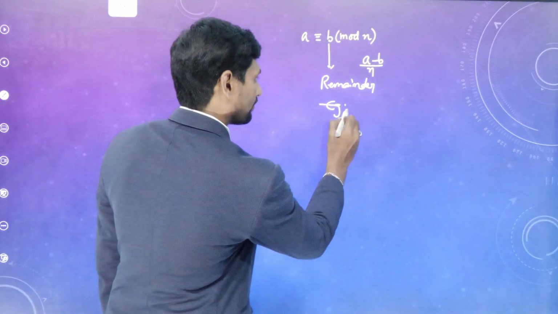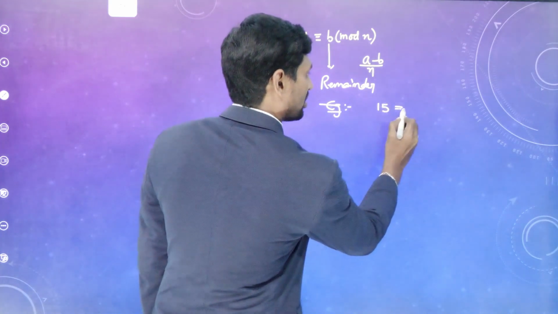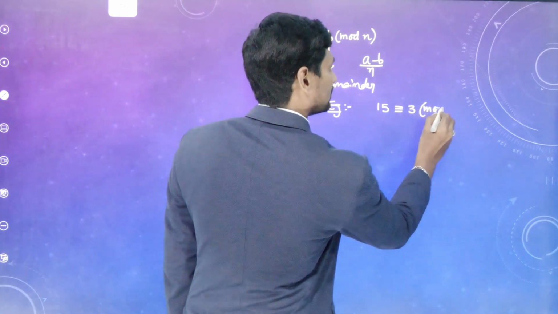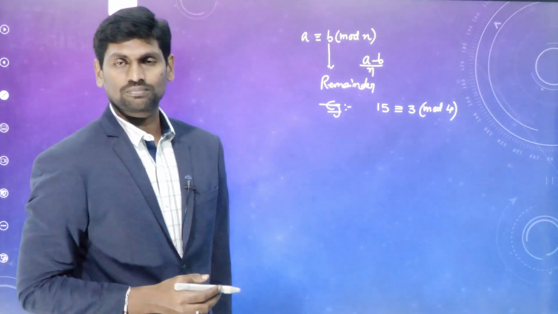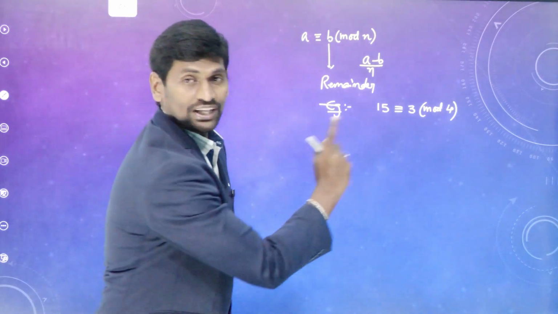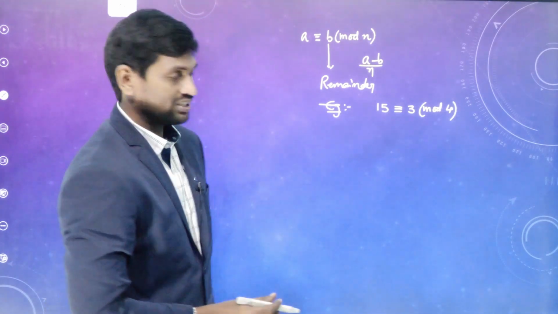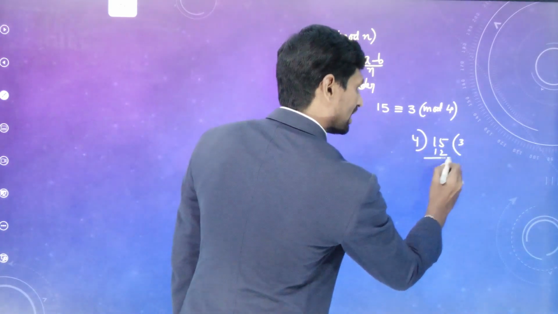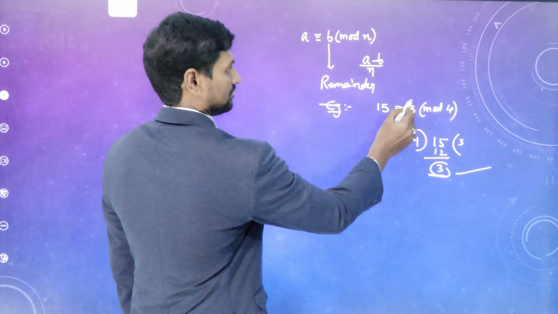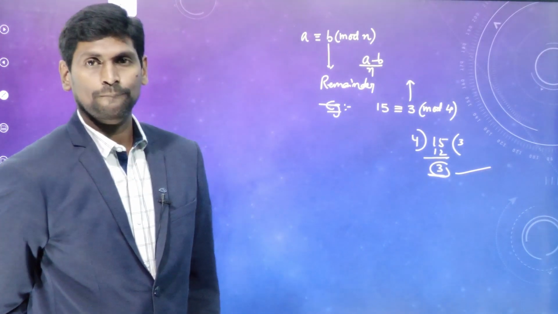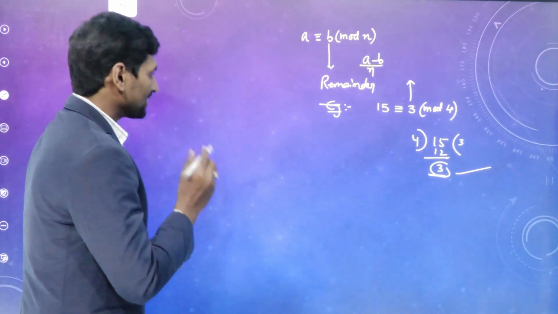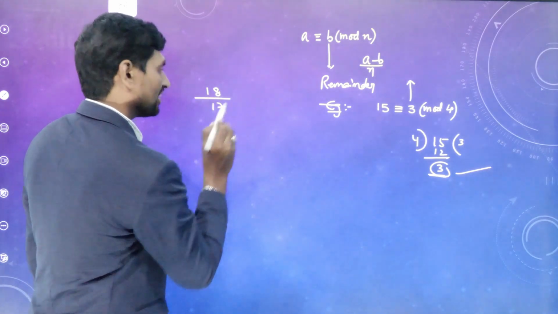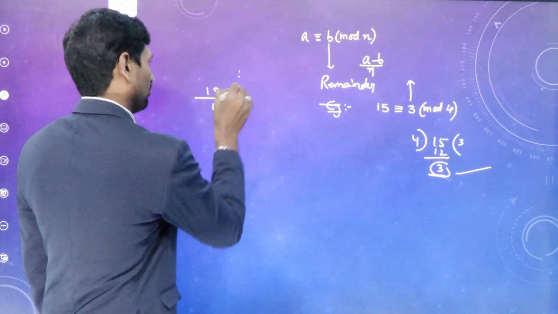Let us see one example. 15 is congruent to 3 mod 4. According to this condition, 15 minus 3, how much? 12. That means if you directly divide 15 by 4, 4 3s are 12, and what is the remainder here? 3. Right? Okay. For example now, if 18 is divided by 17, what is the remainder? 1. Very good.